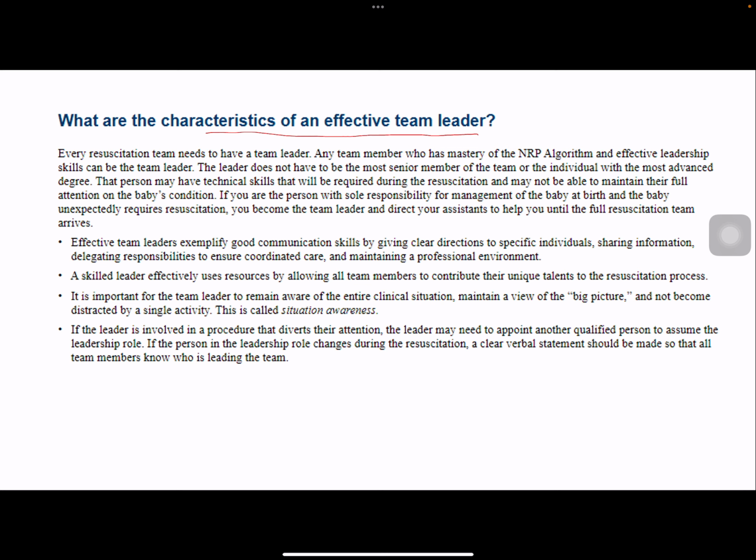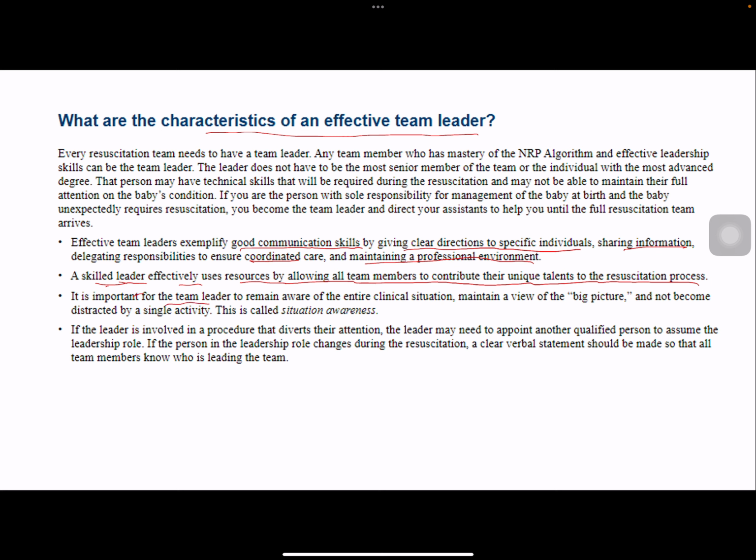So good communication skills: giving clear directions to specific individuals and sharing information to ensure coordinated care and maintain a professional environment. A skilled leader effectively uses resources by allowing all team members to contribute their unique talents to the resuscitation process.